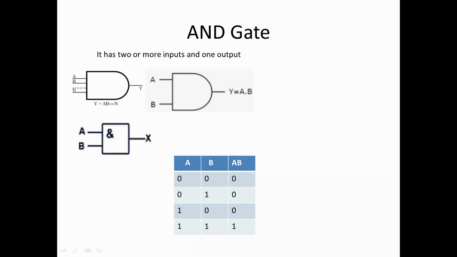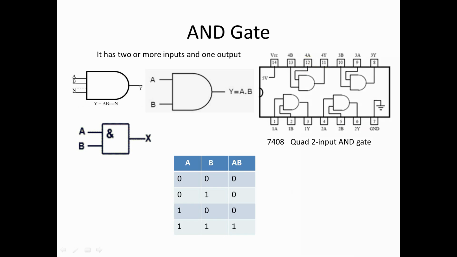It is the truth table for the AND gate, that output Y equal to A into B. These are the possible inputs. When inputs are 0 0, the output is 0. When input is 0 1, 0 into 1 equal to 0. When inputs are 1 0, 1 into 0 equal to 0. When inputs are 1 and 1, 1 into 1, the output is 1.